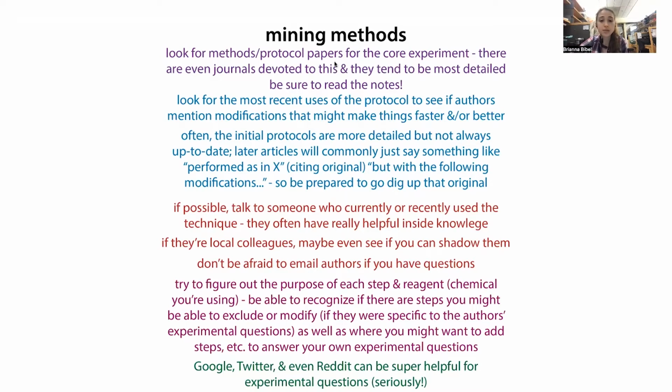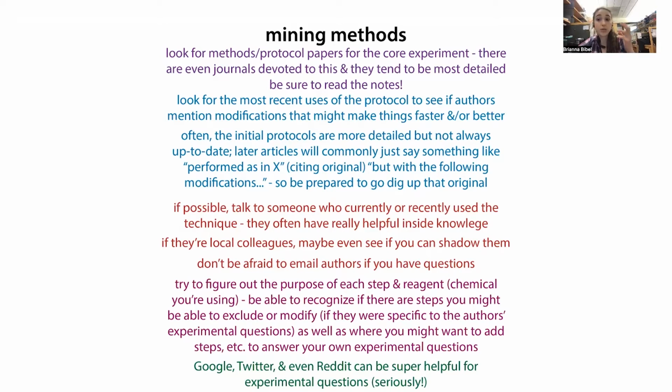Okay, so these methods and protocol papers are really good for the core of the experiment, but often you might want to make modifications. Speaking of modifications, these methods papers or the original paper typically have more description than subsequent papers, because in the original one they have to describe things more. In the later ones they'll just say, we did it like we did in the original one, but we made a few modifications. So those initial protocols are more detailed, but they're not always up to date.